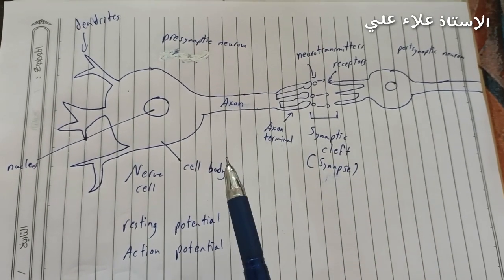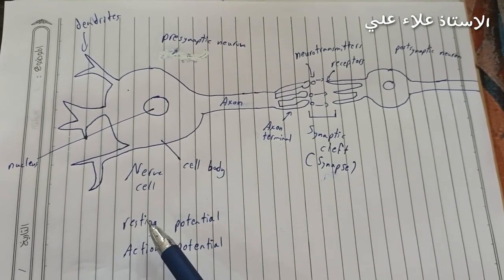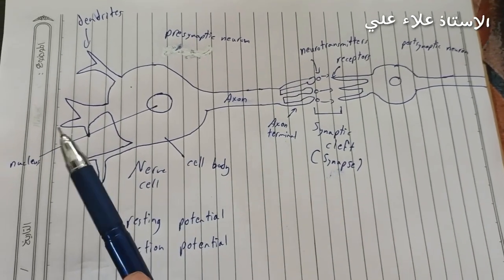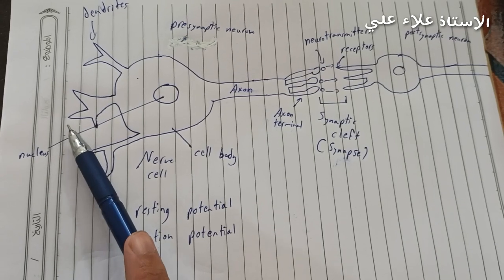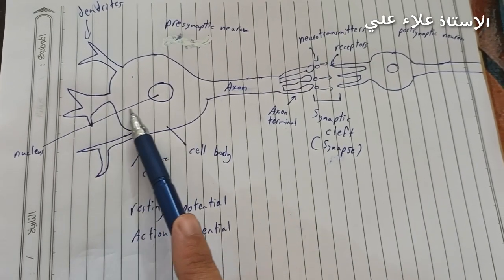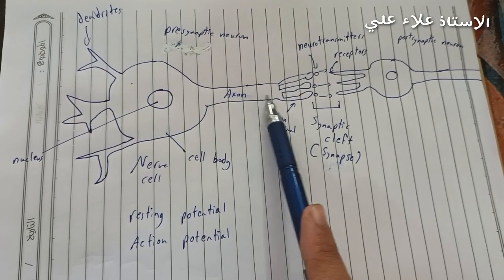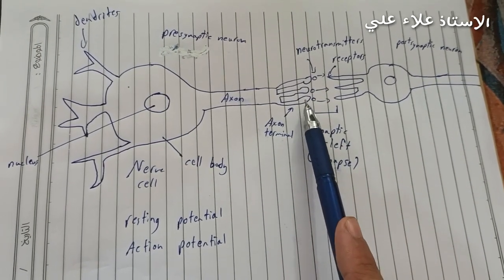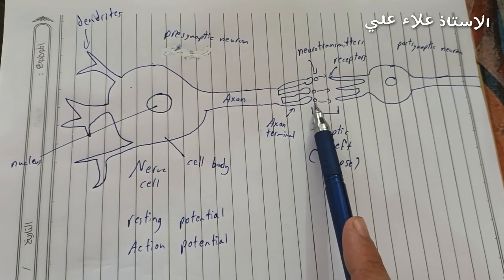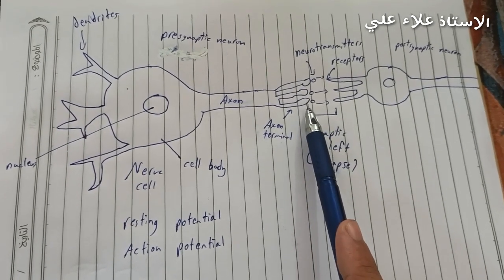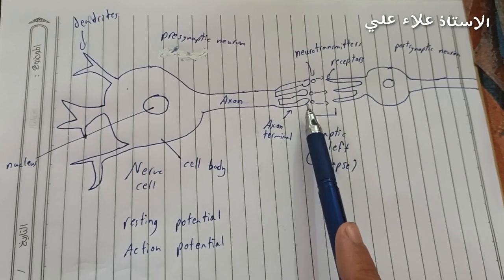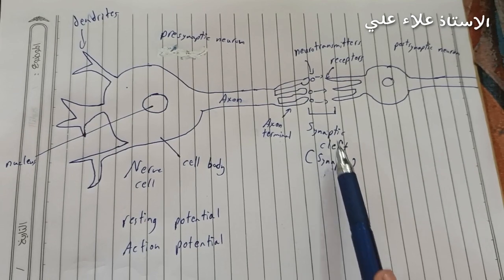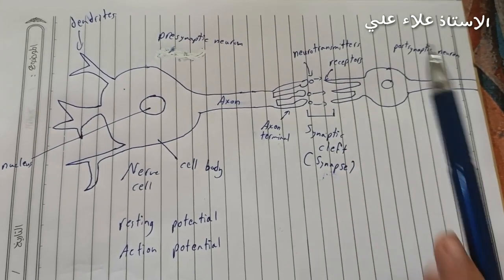Okay? Now, when we want to transfer neurotransmitters from one neuron to another, how does that happen? First of all, we need a stimulus or an action potential to come from the dendrites and go all the way through the axon until it reaches the axon terminal. When it reaches the axon terminal, it will release something called the neurotransmitters. The neurotransmitters will be transferred through a space between the two neurons. This space is called the synaptic cleft or the synapse.